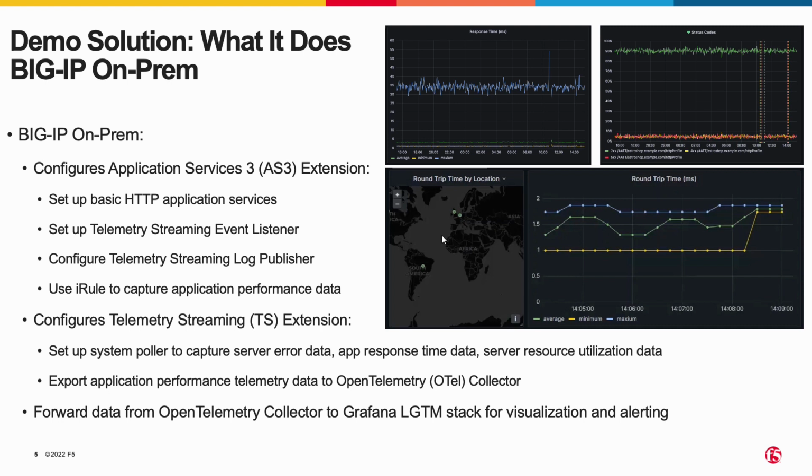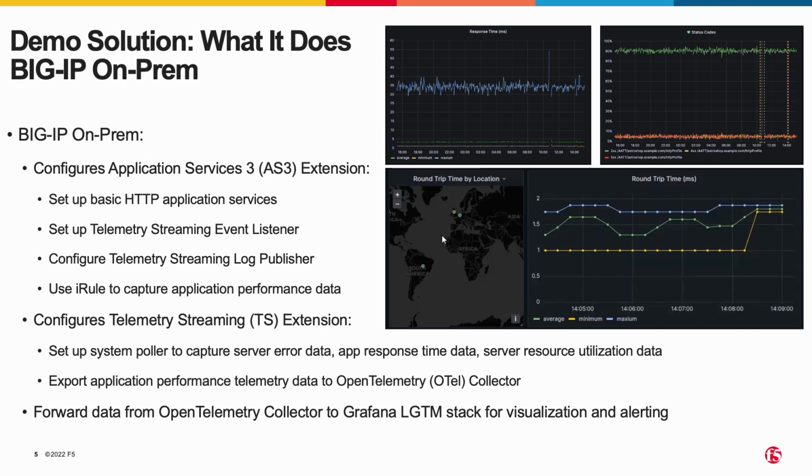And it deploys an iRule, which captures application performance data to be sent to the log publisher. This iRule also gathers country codes for the traffic using GeoIP data. This enables your dashboards to display location-based round-trip times and server error code responses, thus giving you insight into best location recommendations for your application services.